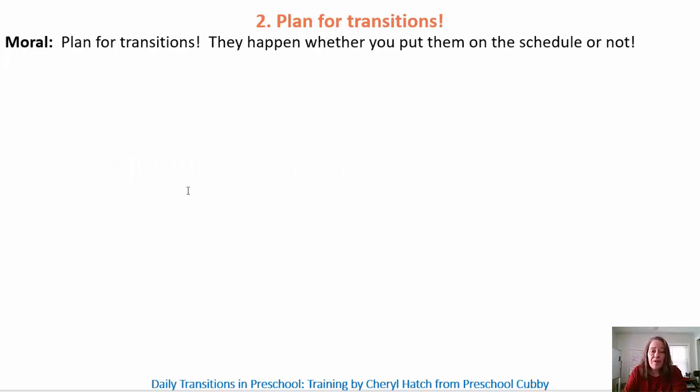So the moral is, plan for transitions. They're going to happen whether you plan for them and put them on your schedule or not. So if you know it's going to take an extra 10 minutes for the kids to wash their hands and go to the bathroom and get ready for snack, then don't make snack time 15 minutes long.